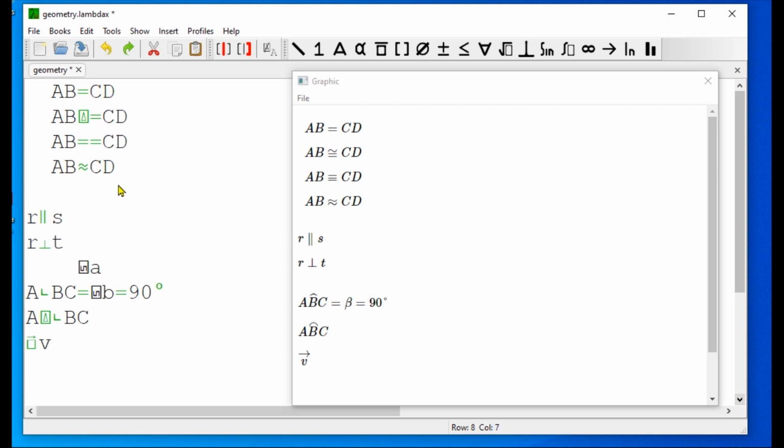Through F4, we then check that alpha is actually written exactly the same way, as we can find the degree symbol either directly on the keyboard or by inserting the specific degree symbol.